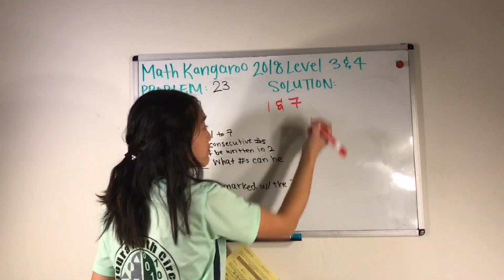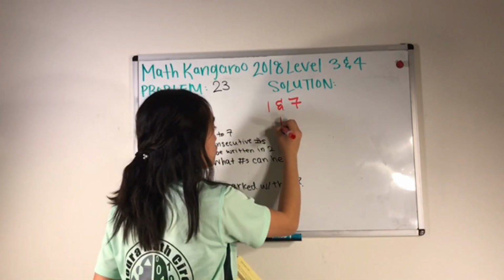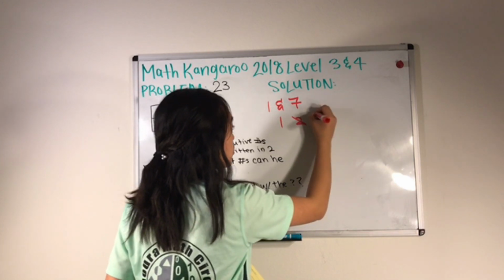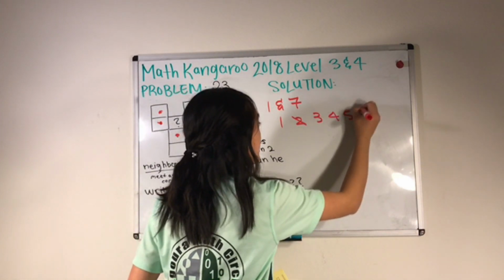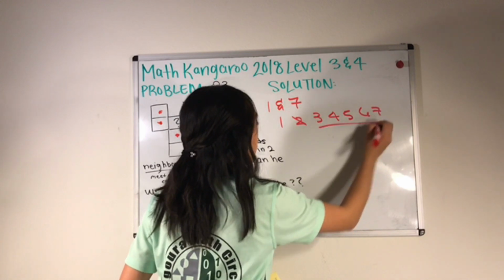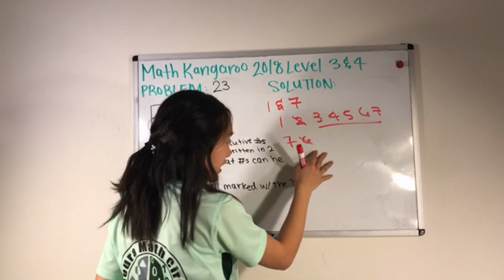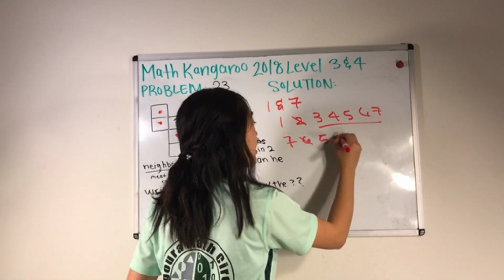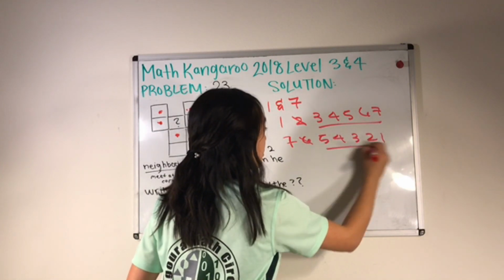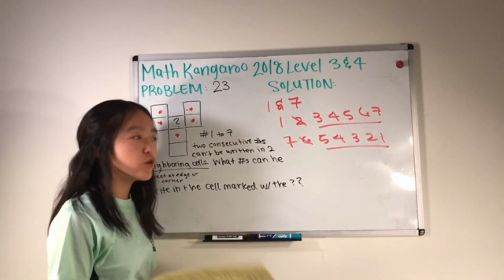Now if you're confused, let me explain why. If the number is 1, you can't do 2, but you still have 3, 4, 5, 6, and 7, and that's 5 other numbers. If you do 7, you can't do 6 because that's consecutive to it, but you can still do 5, 4, 3, 2, and 1.